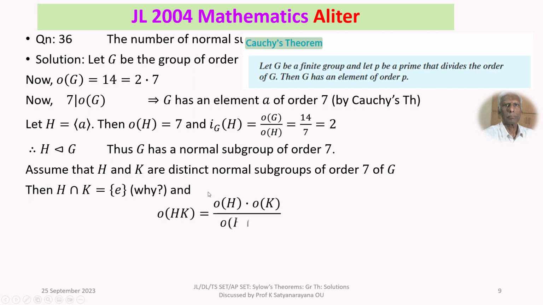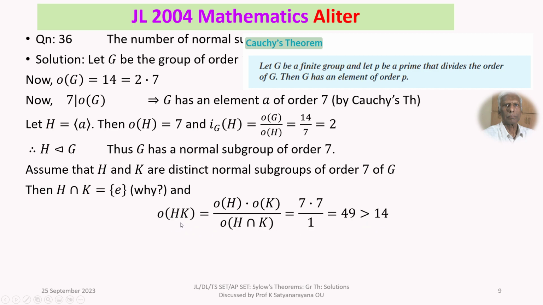And now recall this very famous result. The order of HK is equal to order of H times order of K divided by order of H intersection K, and that will be equal to 7 times 7 by 1, because H intersection K consists of just one element, and that is 49, which is greater than 14.